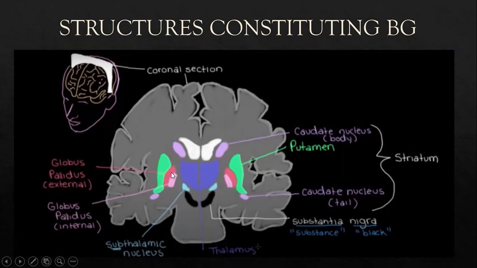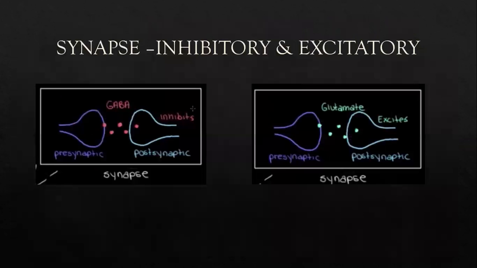Then comes the globus pallidus externa and interna, which is in pink color marked here. And the other structures, this blue structure is the thalamus. The nucleus below the thalamus is the subthalamic nucleus, and the dark colored part here is the substantia nigra, or the substance black. So these are the main nuclei constituting the basal ganglia, except for the thalamus, of course.